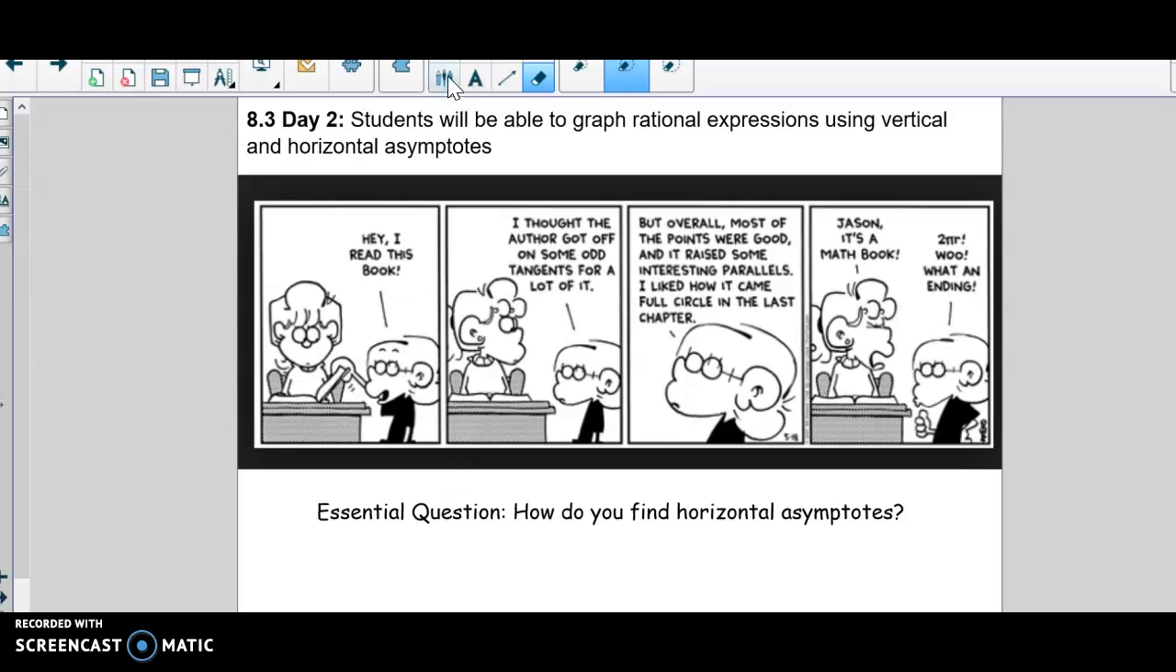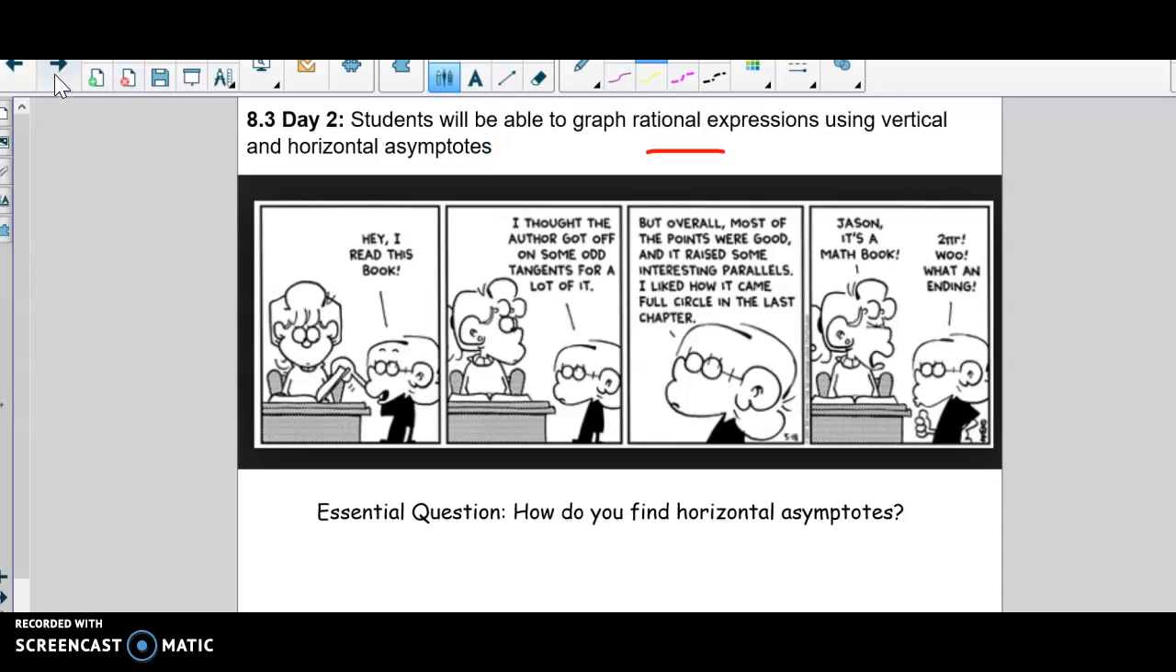All right, hello. In this lesson, we will be covering 8.3 day 2. Our goal is to be able to graph rational expressions. So rational expression, if you forget what that means, is just one expression over another expression. And to do this, we're going to do vertical and horizontal asymptotes. Yesterday, we covered how to do the vertical asymptotes along with the holes. And this section will go over the horizontal asymptote and try and put it all together.